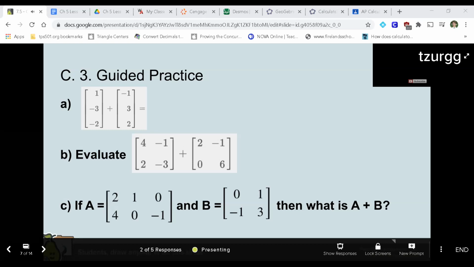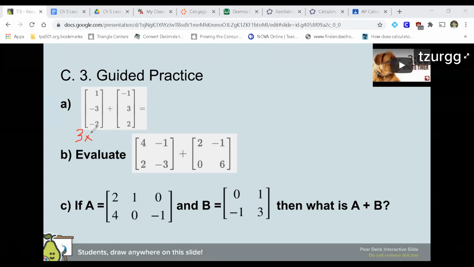All right, let's walk through it. So this is a 3-row, 1-column matrix. This is a 3x1 as well. So this operation is defined. The result will be a 3x1 matrix. 1 plus -1 is 0. -3 plus 3 is 0. -2 plus 2 is 0.